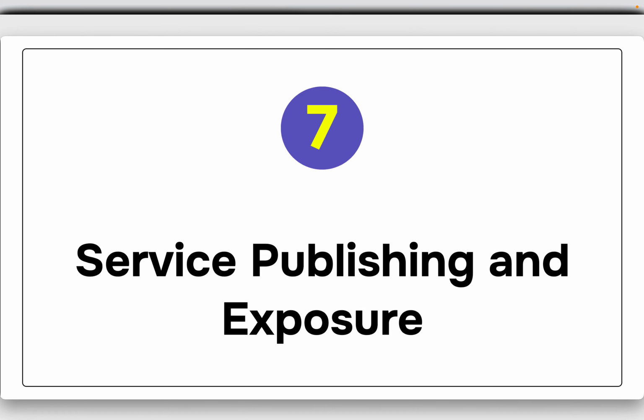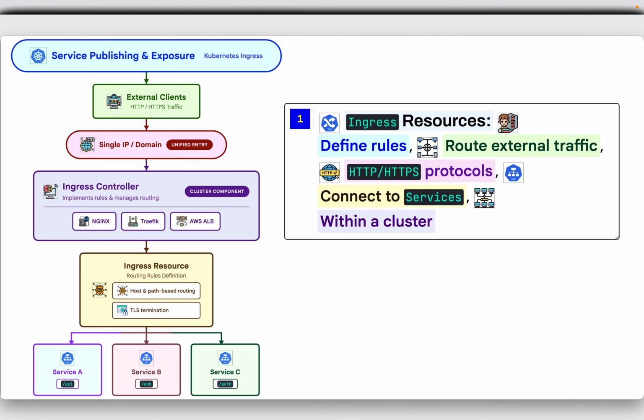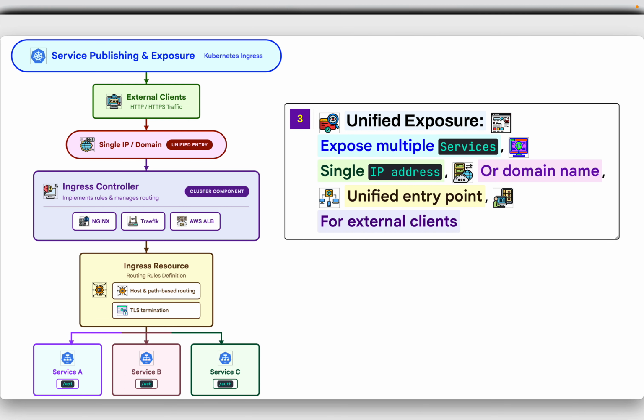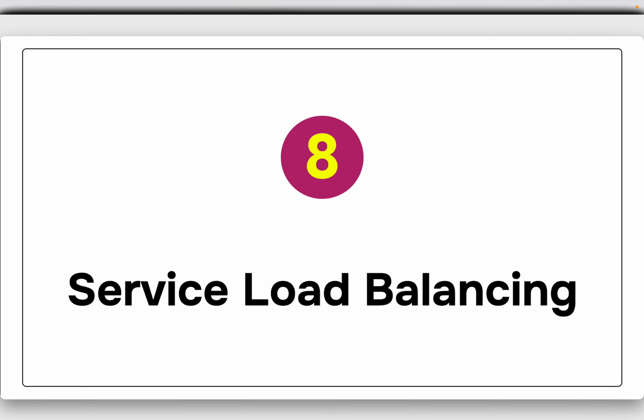Seventh topic is service publishing and exposure. Ingress resources in Kubernetes define rules for routing external HTTP or HTTPS traffic to services within a cluster. Ingress controllers such as Nginx or Traefik implement the ingress rules and manage the traffic routing to the appropriate services. Ingress allows for exposing multiple services under a single IP address or domain name, providing a unified entry point for external clients.